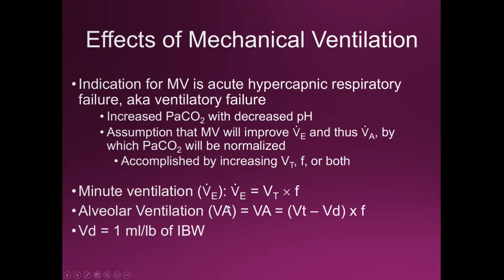So here, minute ventilation again. There's your equation for alveolar ventilation. Now notice that we have our tidal volume minus our dead space, then we multiply by our frequency. Dead space we do have to consider, and dead space is calculated as 1 mL per pound of ideal body weight. So if I'm 73, actually that's mLs, I'm sorry, not kilograms. It's mLs.